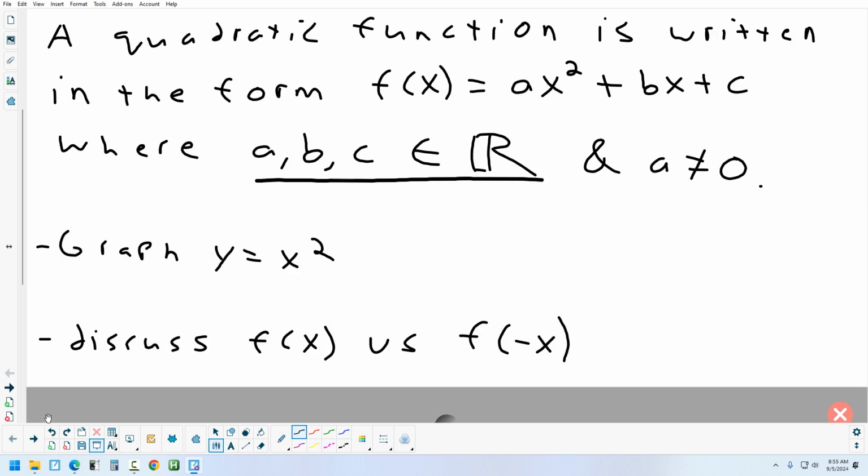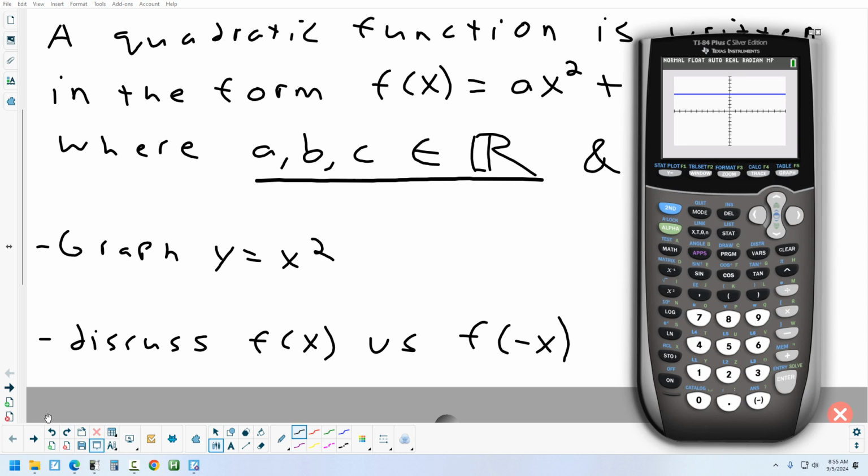All right, so let's graph on the calculator y equals x squared. And let's look at the difference between plugging in x and plugging in negative x. Okay. So what I'm going to do is I'm going to use parentheses because anytime you want to plug in a negative, you should always put it in parentheses. So let's do x. We're going to square it.